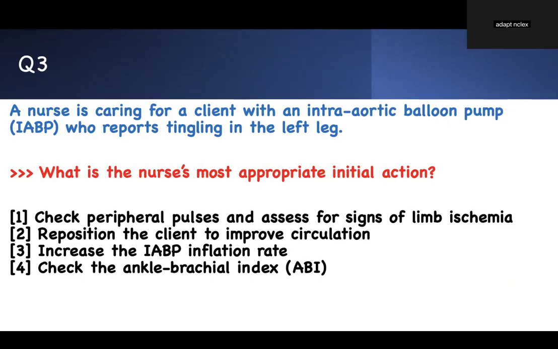I can tell you ABI takes some time. You've got to go get an ultrasound. You've got to go get so many things to do this. Even though it's okay, it will assess pulses, it's not the best one. I can check pulses with my hand easily and assess for limb ischemia. Is the leg or foot blue? If you increase the rate of the pump, it's going to worsen the situation. Repositioning has nothing to do with it.